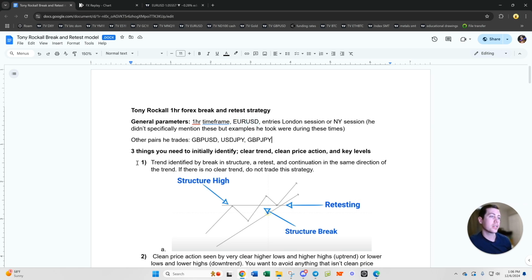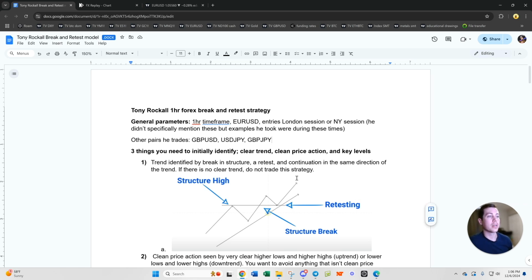And so to start the strategy, a lot of his stuff is really just based on price structure and price action within that. There are three first things with this strategy that you need to identify. The first one is a clear trend. In an uptrend, obviously, you want clear higher highs and higher lows, and you want to see structure highs being broken. If there's a retest of those levels, then you see continuation.